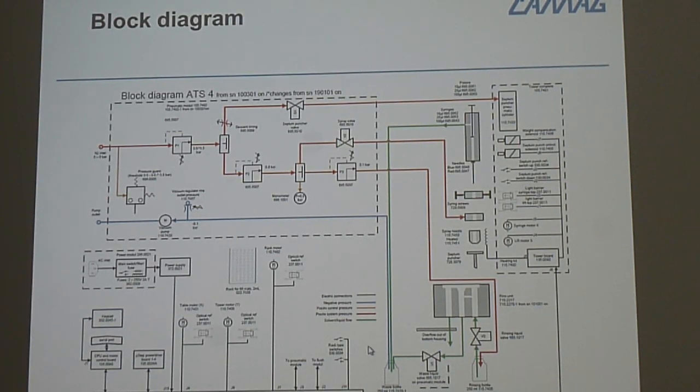I think it's not possible to pick up. I don't know if you have good eyes and see everything. You are young, no problem. The block diagram, I think it's very helpful also because in the block diagram you see the back side. I'll show you first this one.